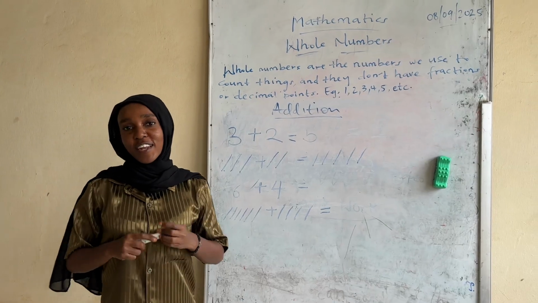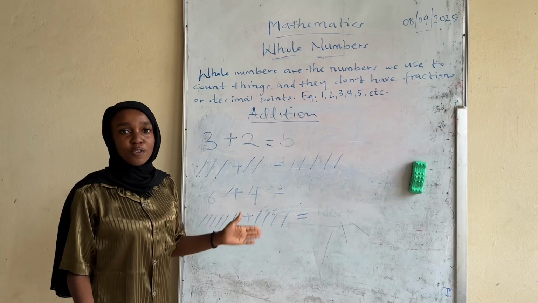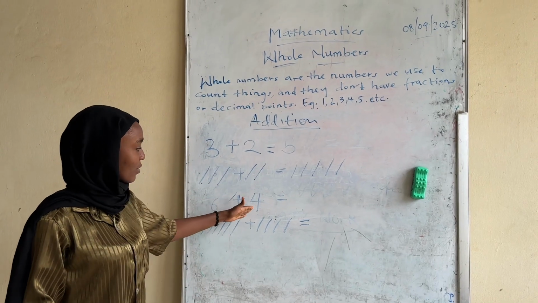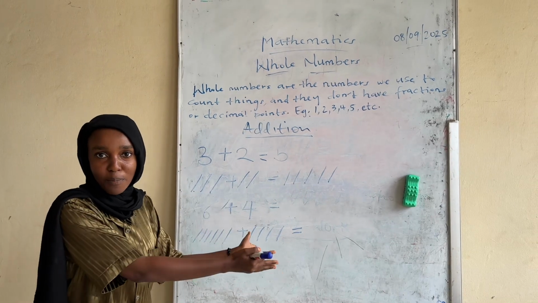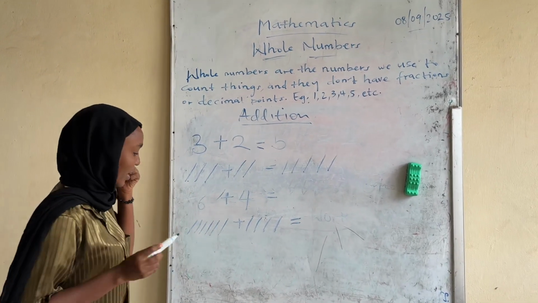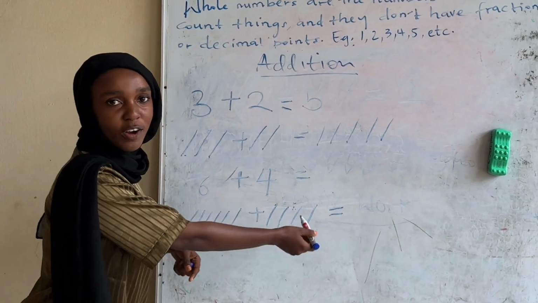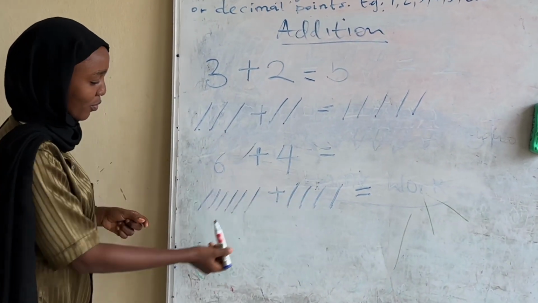So we have another example. We have 6 plus 4. So we'll be adding these numbers to get a whole number total. So count with me as we get it. These are 6 strokes and we have 4 other strokes. Count the strokes with me.